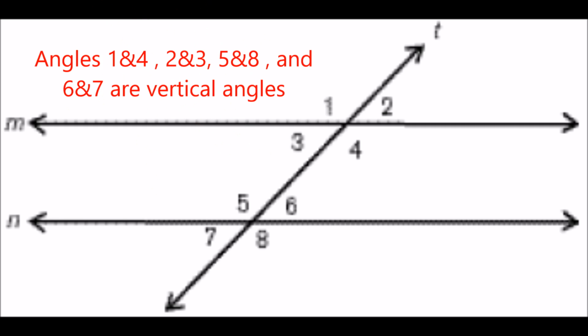Angles 1 and 4, 2 and 3, 5 and 8, and 6 and 7 are called vertical angles. So vertical angles are two non-adjacent angles formed by a pair of intersecting lines.